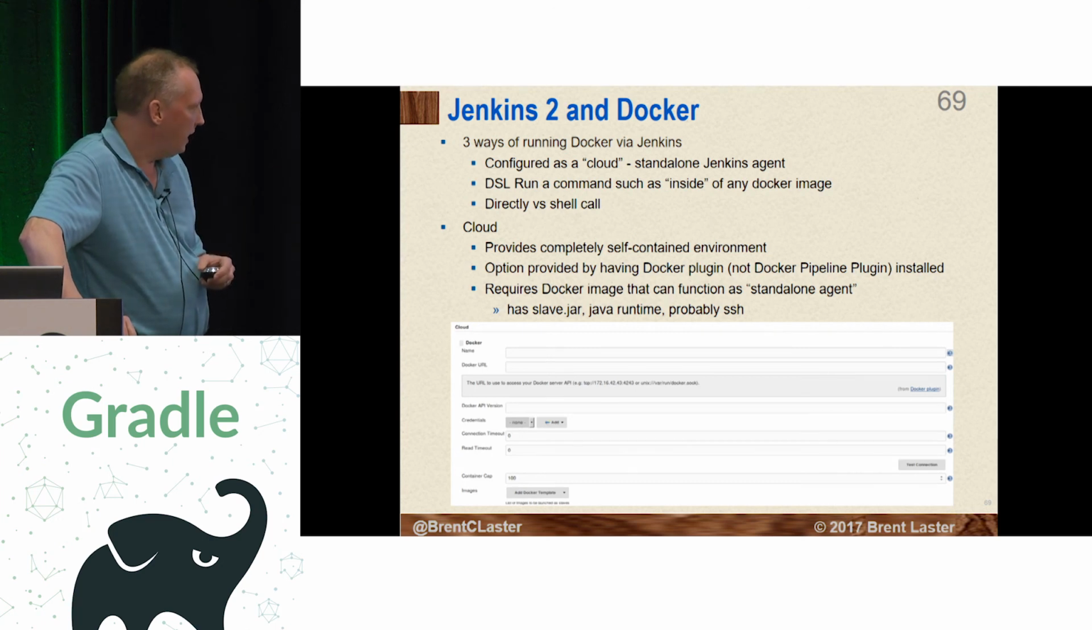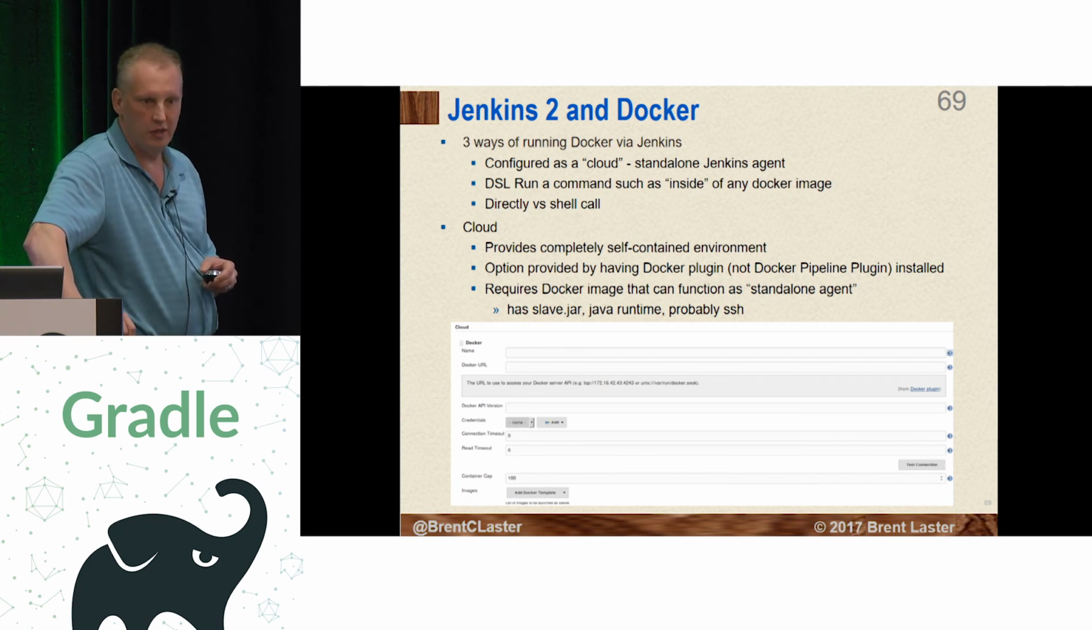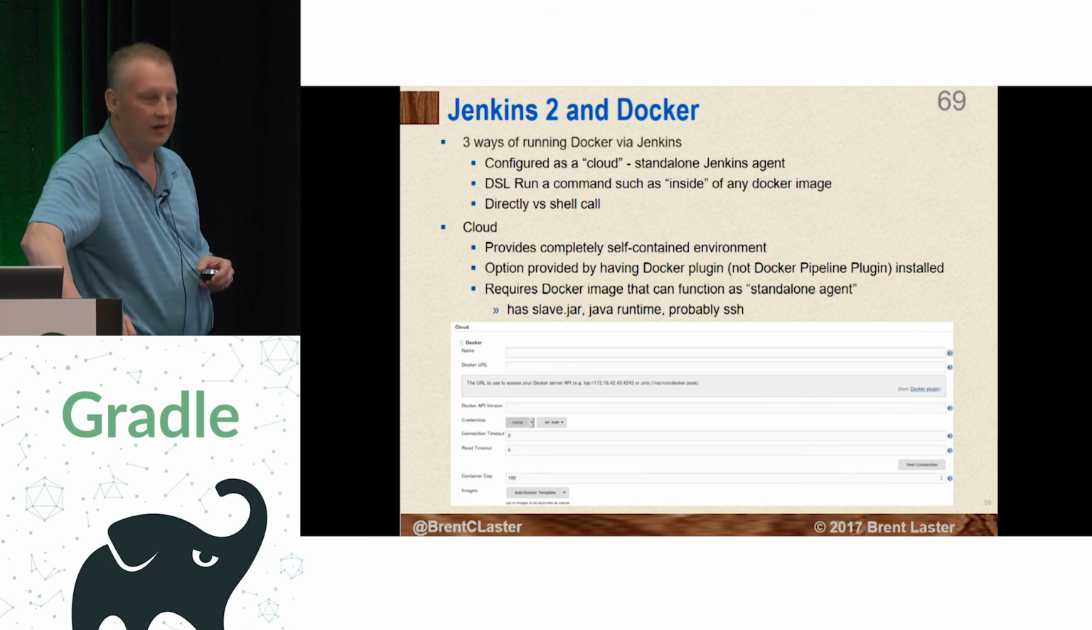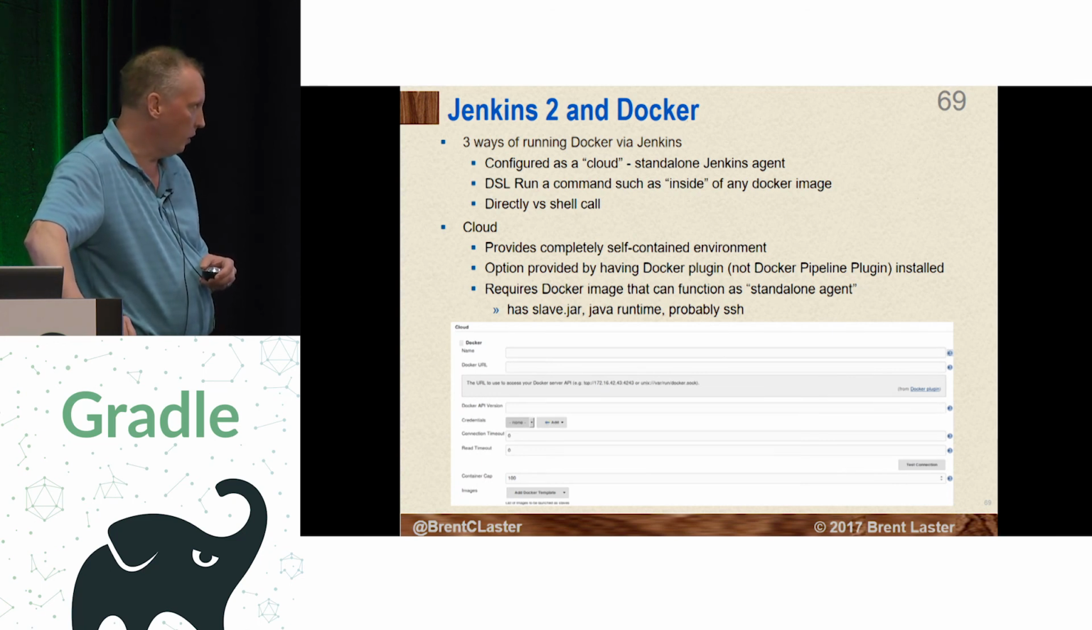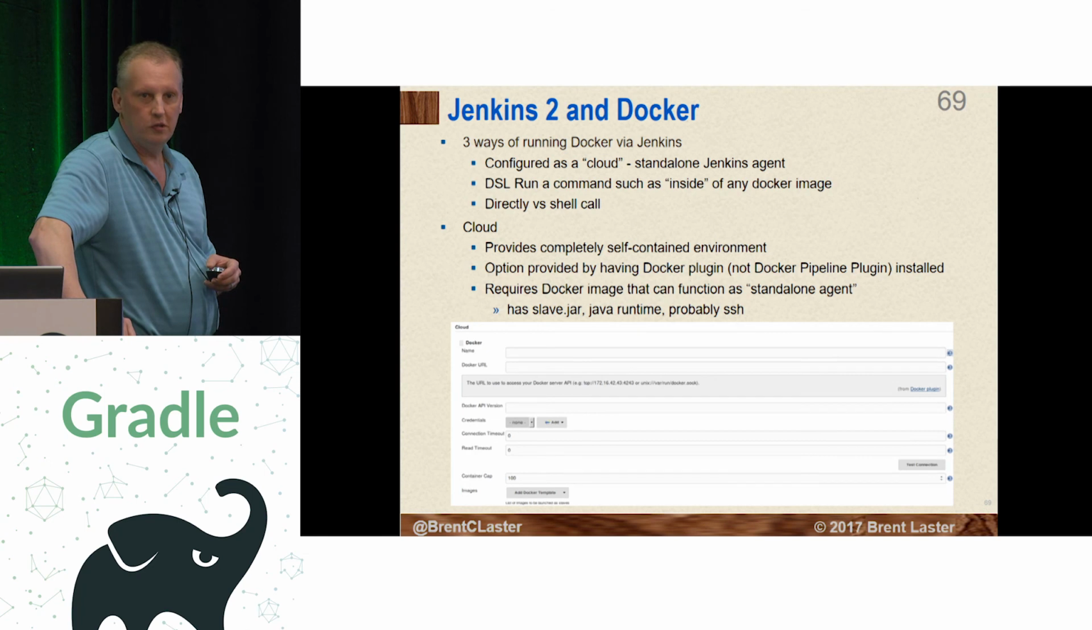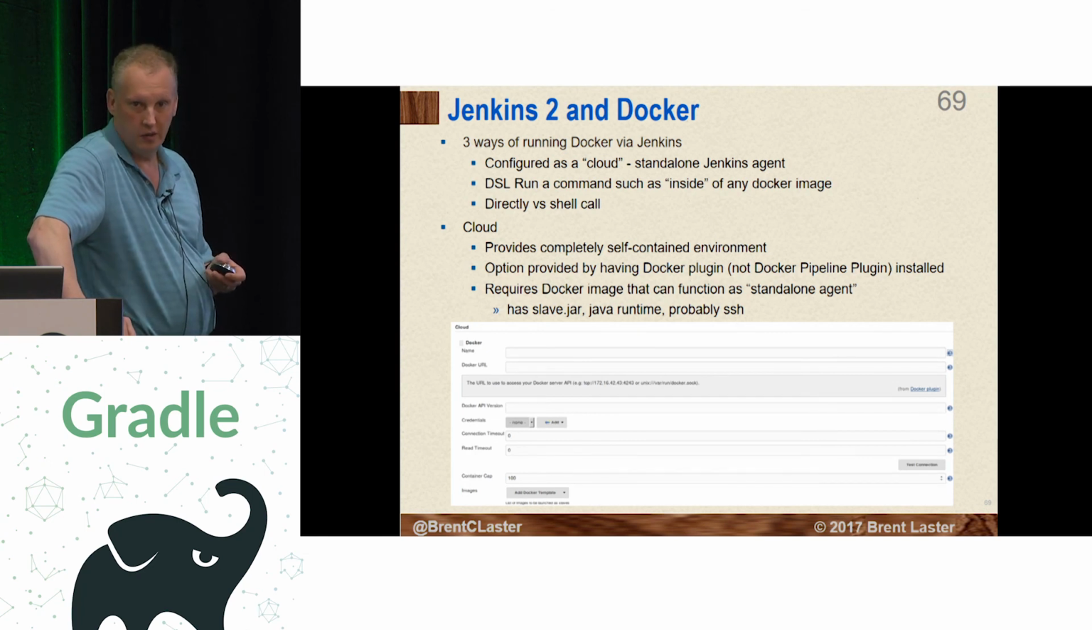For the first one, the cloud, you have to have the Docker plugin installed, and you have to have a Docker image that can function as a standalone agent, basically what we call a Jenkins slave. It needs to have things like the slave.jar from Jenkins, a Java runtime, and probably something like SSH so it can communicate. Basically, you're just setting up a Jenkins slave on a Docker image. And that's what they're calling the cloud here. That comes from the Docker plugin.